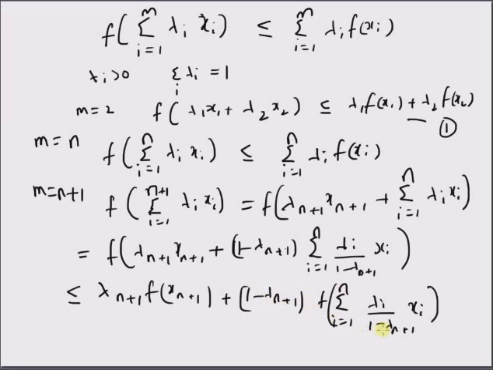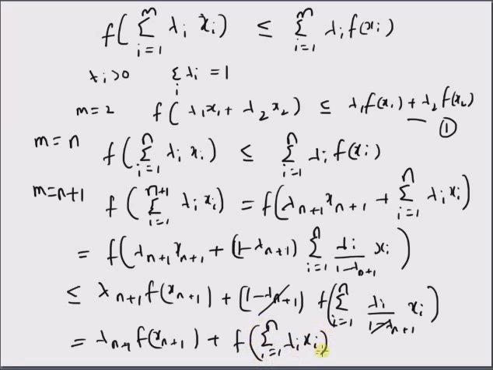But since lambda n plus 1 is independent of i, for all values of i equal to 1 to n, we can easily cancel these two factors. So this becomes lambda n plus 1 f of x n plus 1 plus the function of the summation i equal to 1 to n lambda i xi, which is nothing but the left hand side of inequality 2.